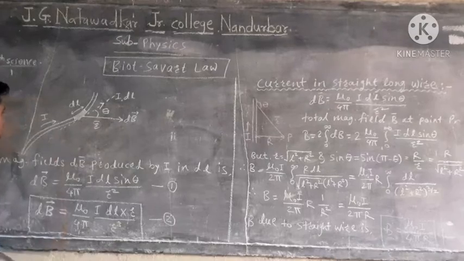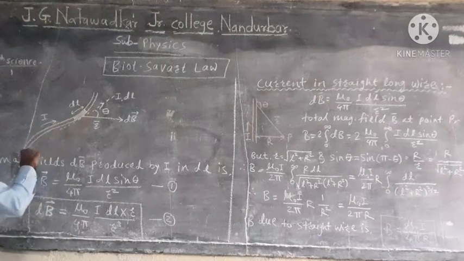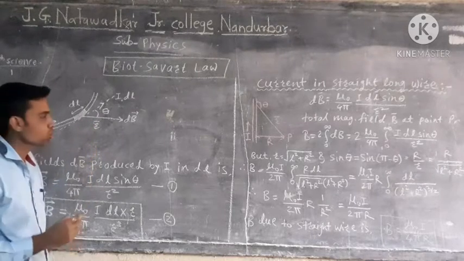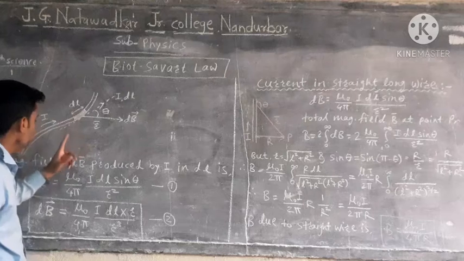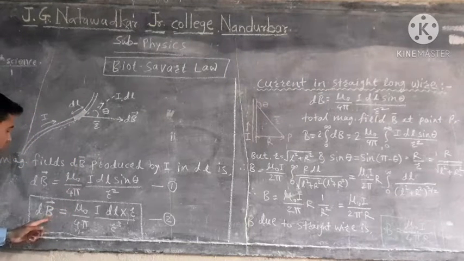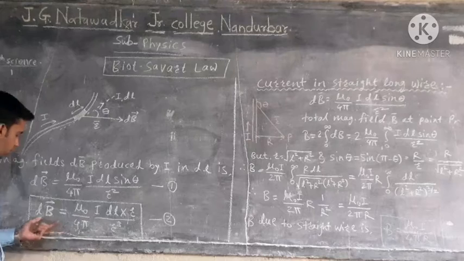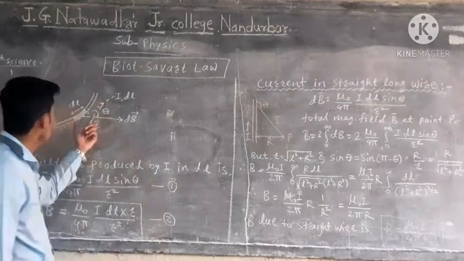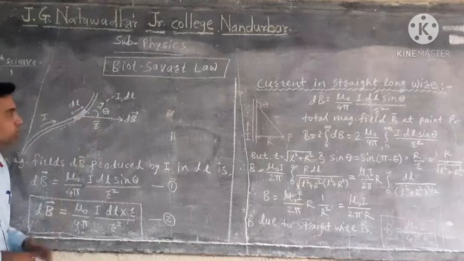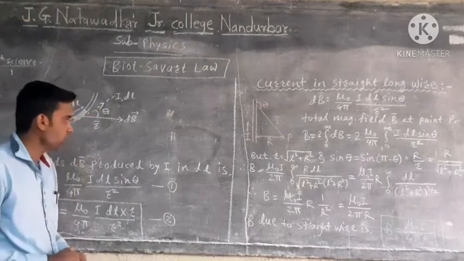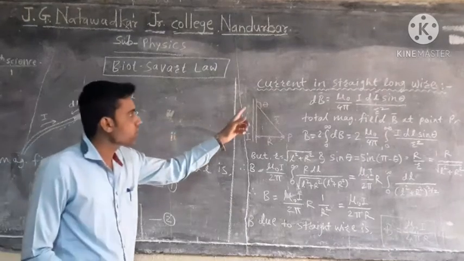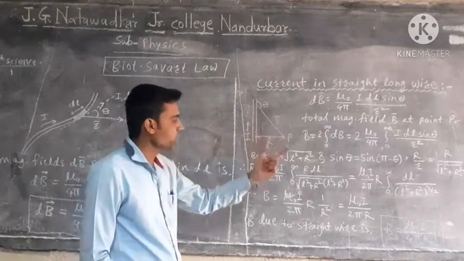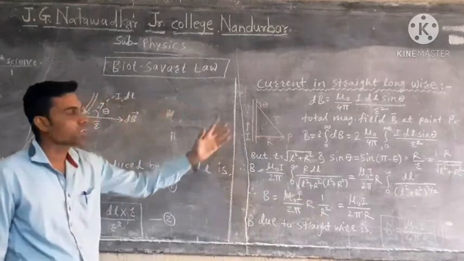In this diagram we can see current I flowing through this wire. We consider only a small part of that wire, which results in the calculation of the value of dB. dB is the magnetic field associated with a small element in the wire. So this is how Biot-Savart law can be used. After that we will study the current in a straight long wire, where the value of magnetic field B is to be calculated.